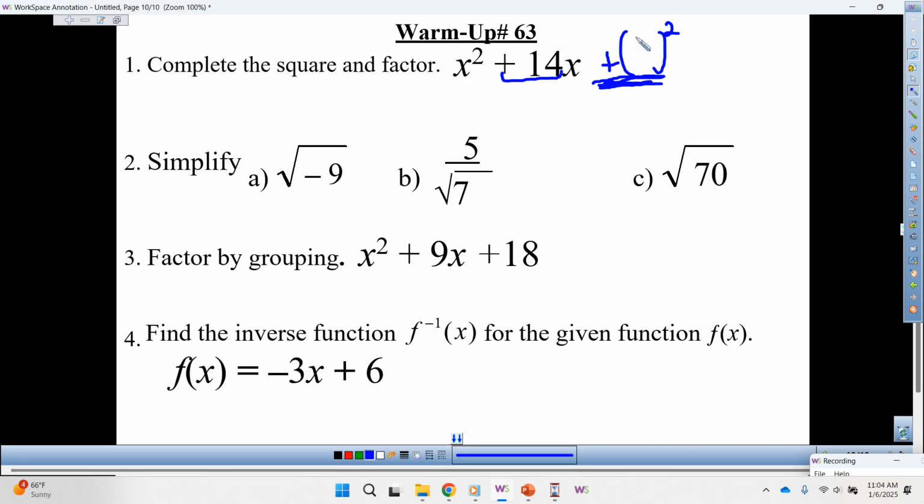14 divided by 2 squared. So basically I'm just taking the coefficient of the middle term, divided by 2, and square it. So therefore, x squared plus 14x plus, what is 14 divided by 2? 7. What is 7 squared? 49. That is correct. And what did we just do?